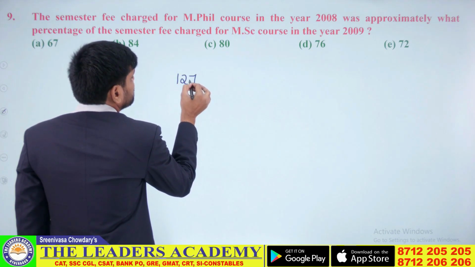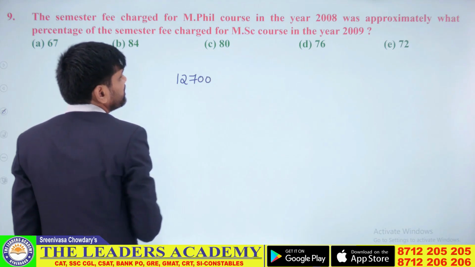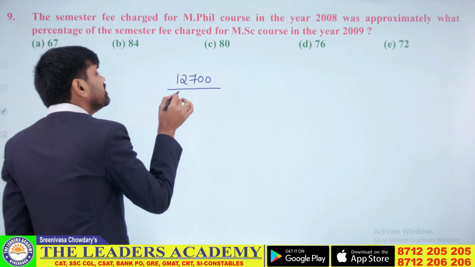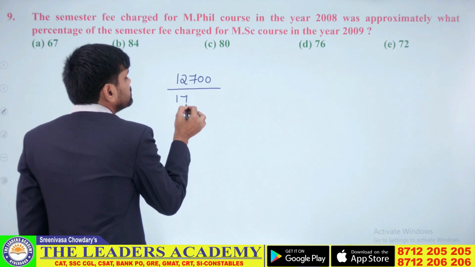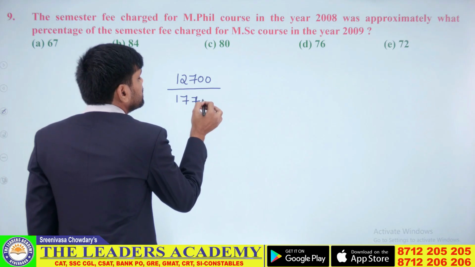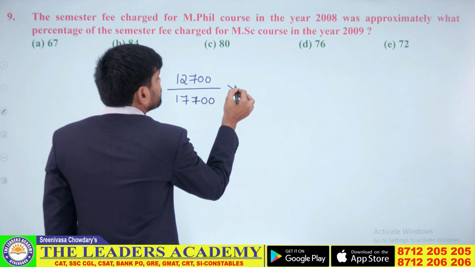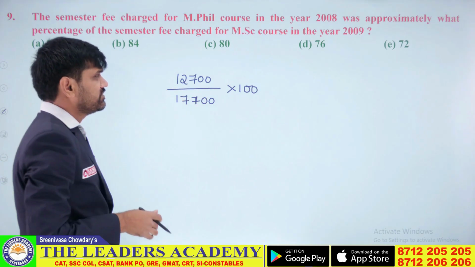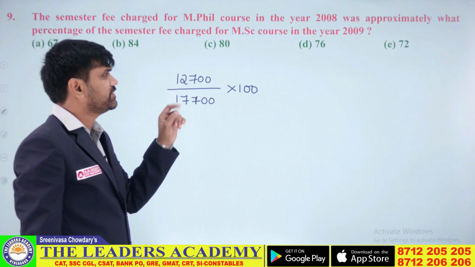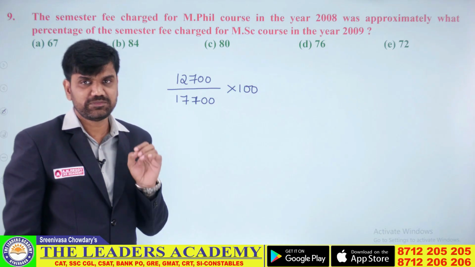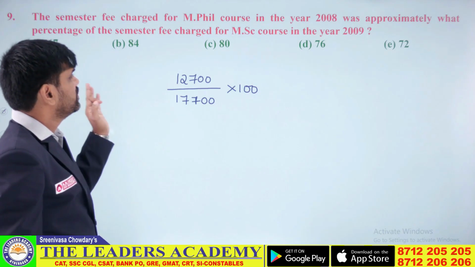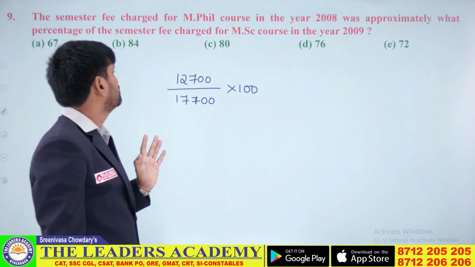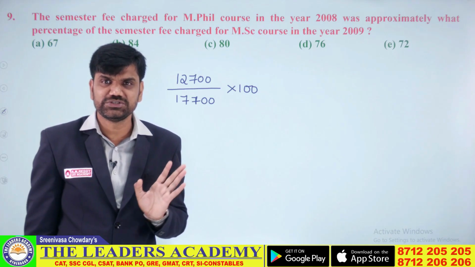12,700, the fee charged for MPhil in the year 2008 is approximately what percent of the fee charged for MSc in the year 2009, into 100. Now the question is, this is what percent of this? Right dear, please check. Look at the options that are available over there. So options are 67 to 84. In that range the options are there.